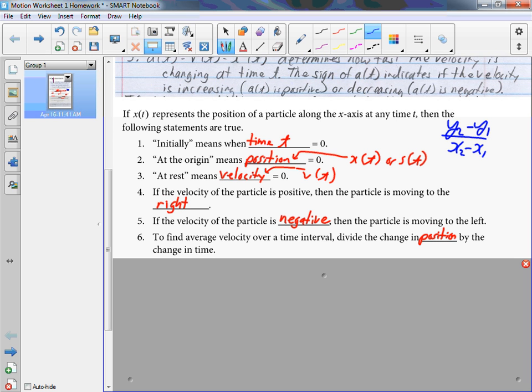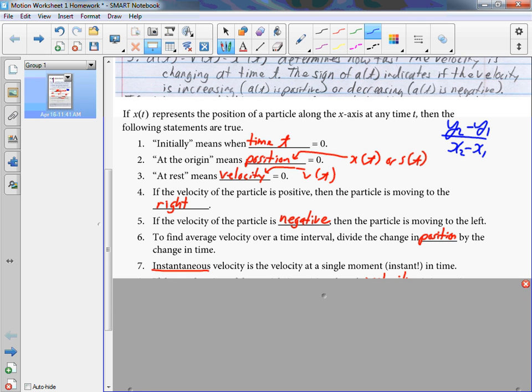Okay? So it really does. It goes back to that. Right? The second position minus the first position over the last time minus the first time. Okay? All right, number 7. It's got to put a blank. I made one up myself. I decided that instantaneous was the blank. Instantaneous velocity is the velocity of a single moment. Instant. You have to say it that way. It's got an exclamation on it. In time.